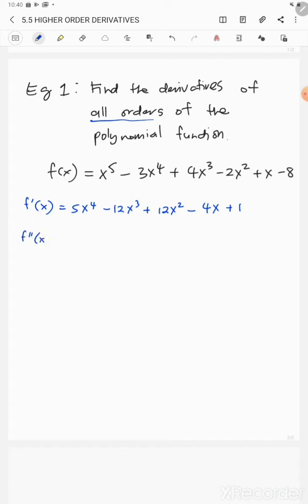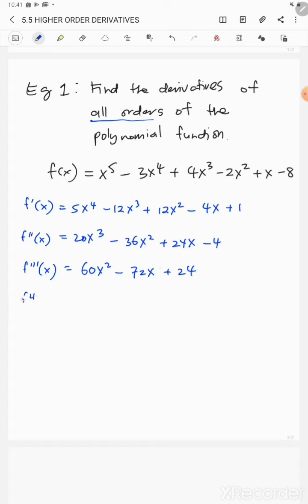Differentiate a second time. So 4 multiply 5, we get 20x power 3 minus 36x power 2 plus 24x minus 4. Differentiate 1, we get 0. And we differentiate again for the third time. So now we get 60x squared minus 72x plus 24, because when we differentiate negative 4, we get 0.